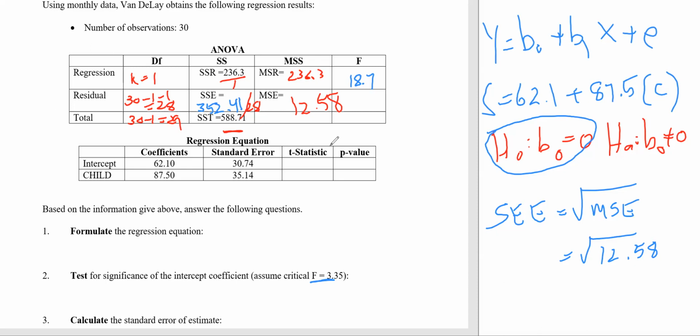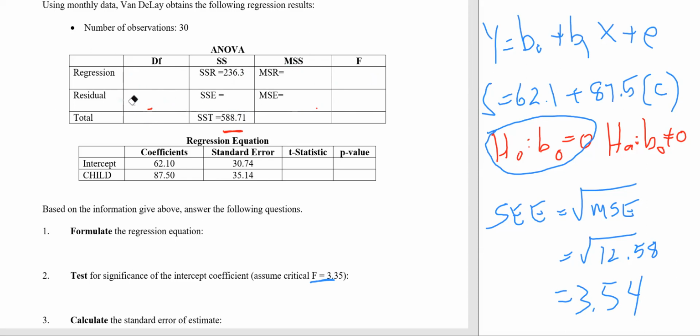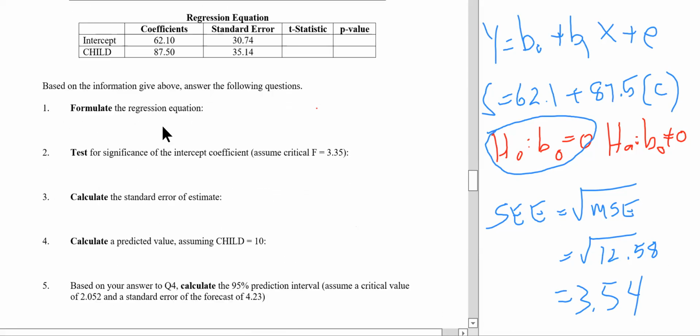Let's do that quickly on our calculator. So the square root of 12.58 comes to 3.54. Okay, there it is. So the standard error of estimate is 3.54. Let's clean this up a little bit here and shift the page upwards, and now we can tackle the next couple questions.